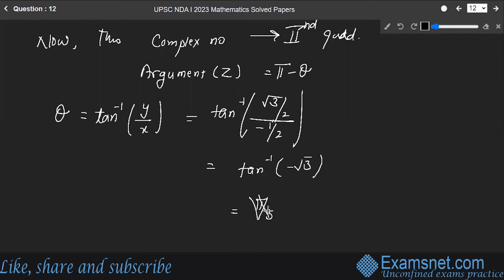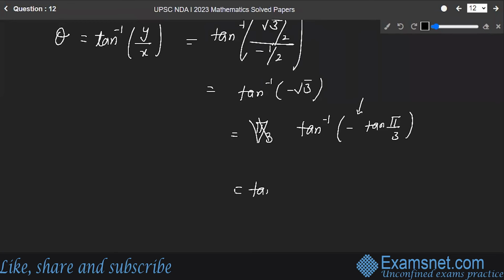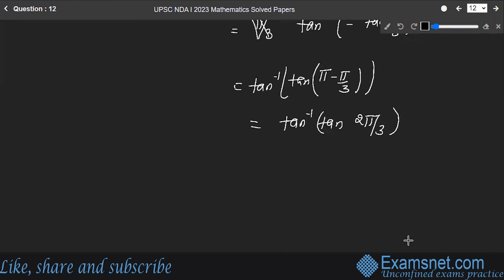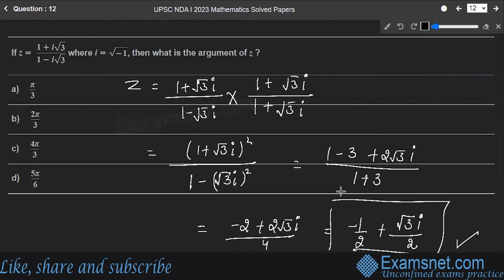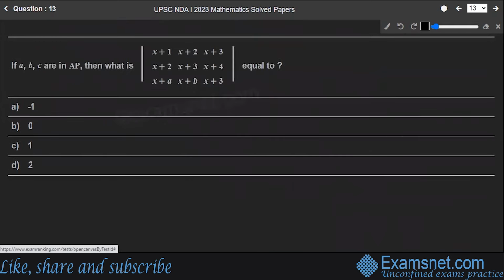Sorry, here it is minus root 3. This actually can be written as tan inverse of minus tan pi by 3. Now I have to get rid of this minus. I'll write it down as tan inverse tan (pi minus pi by 3), which will be equal to tan inverse of tan 2 pi by 3, that is equal to 2 pi by 3. So the answer to the question is option B. Hope you got this. Let's move to the next question, number 13.